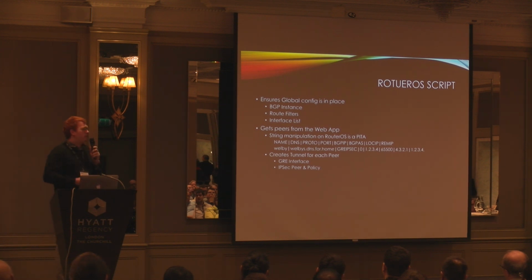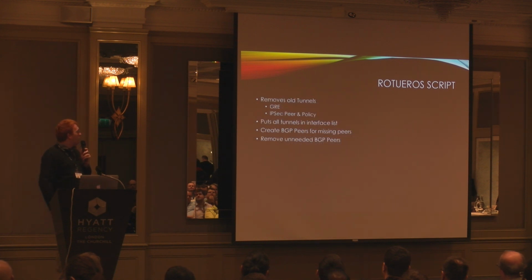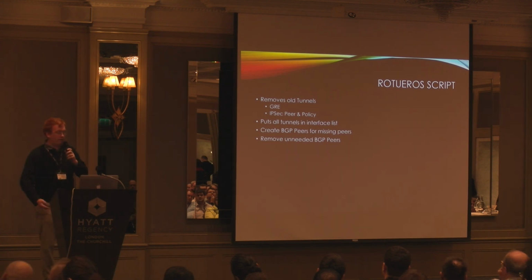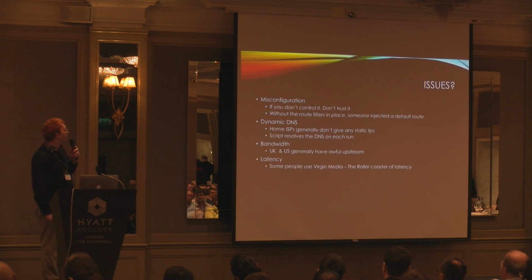What we then do is we go and we create an individual GRE interface and the appropriate IPsec peer and policy. Goes, removes any old tunnels, and also the appropriate peer and policy there. Puts any tunnels that are in existence into that interface list, creates any new BGP peers, and then removes the unneeded peers from there. What issues have we had?